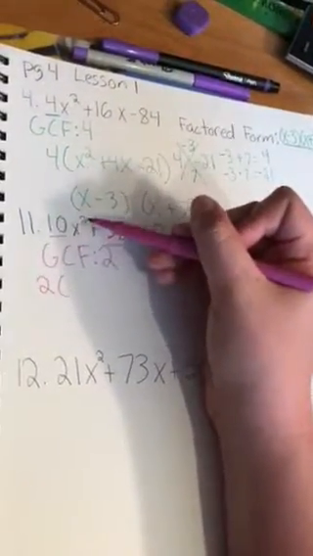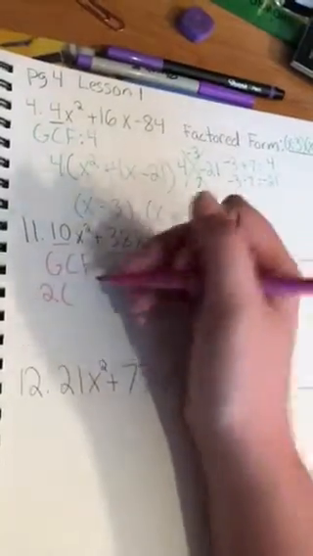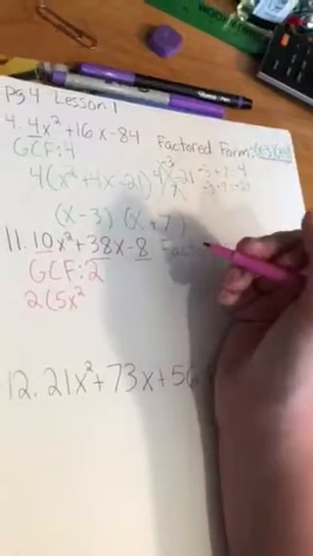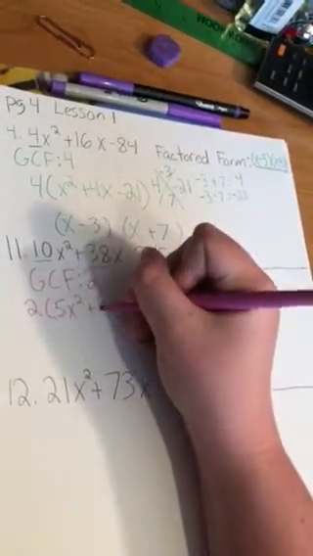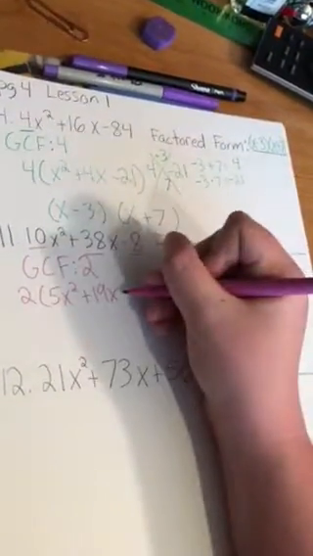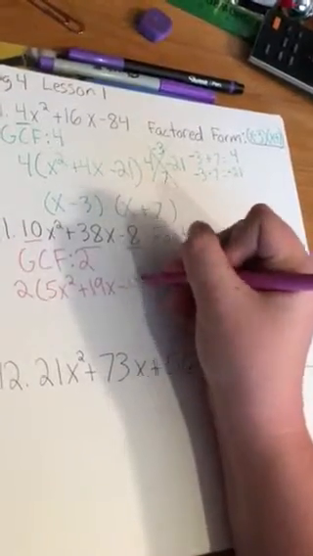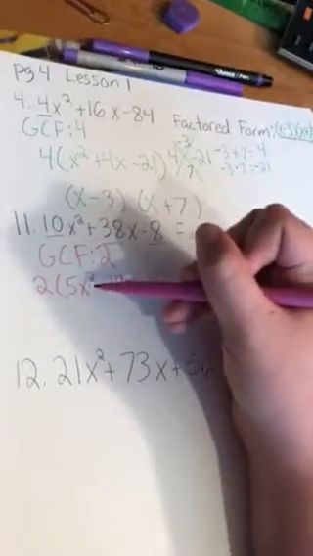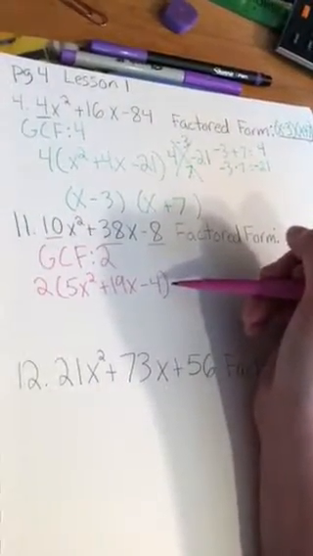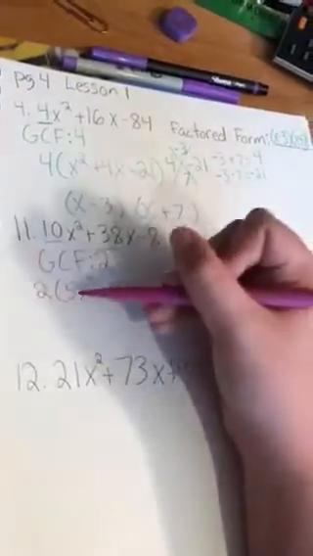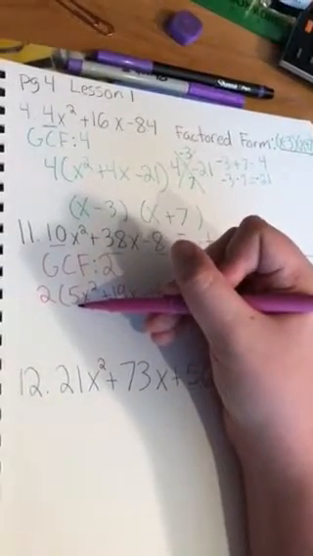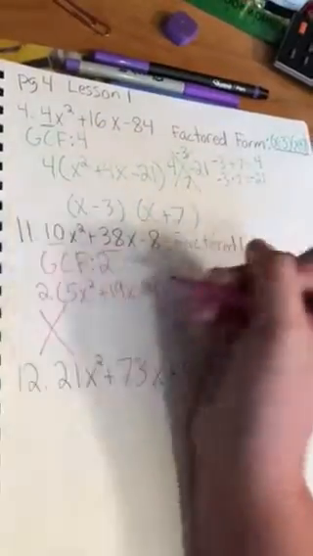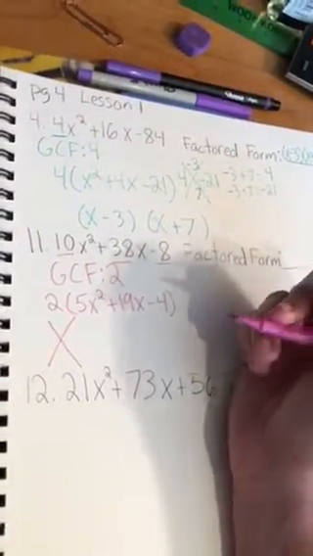So we have 10x squared divided by 2, which gives us 5x squared. Then we have plus 19x. Then we have minus 4. Now within our parentheses, we want to factor. When we factor this, because we do have our a that is greater than 1, we're going to use our big X method to find our magic numbers.